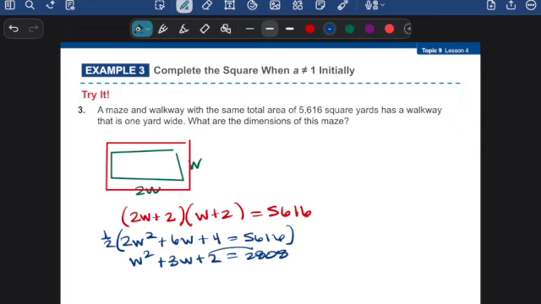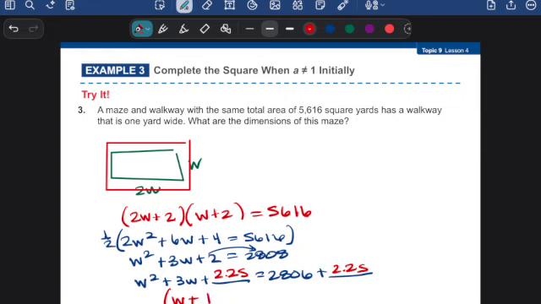Now we're going to get rid of that 2, that constant. So I'm going to have w squared plus 3w plus some constant equals 2806 plus that constant. B divided by 2, 3 divided by 2 is 1.5. 1.5 squared is 2.25, so I'm going to add 2.25 to both sides. So now I'm going to have (w plus 1.5) squared equals 2808.25.